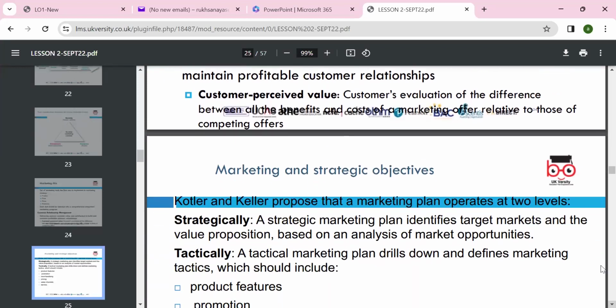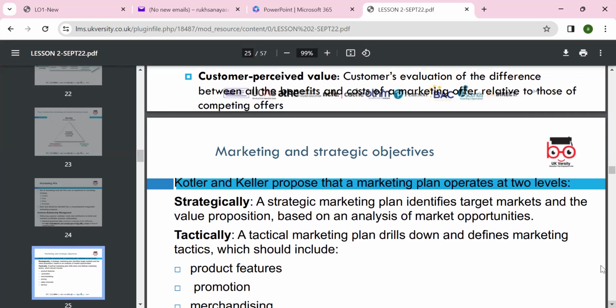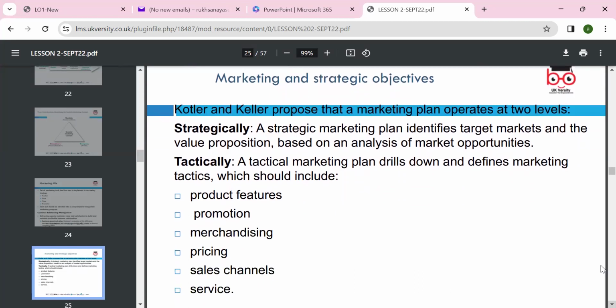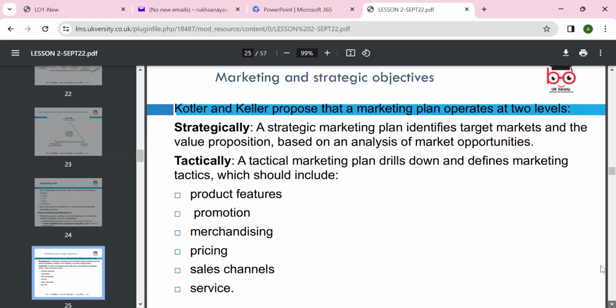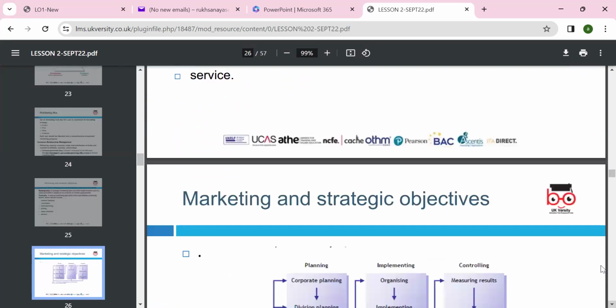One of the great scholars, Philip Kotler, mentioned we need to look at the marketing plan strategically, which is long term: what we really want to be, opportunity analysis, value proposition. And tactical means techniques, how we drill down to define the marketing tactics: product features, promotion, merchandising, pricing, and sales channels.